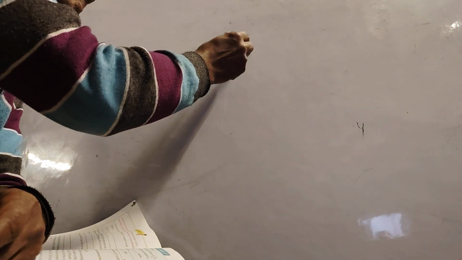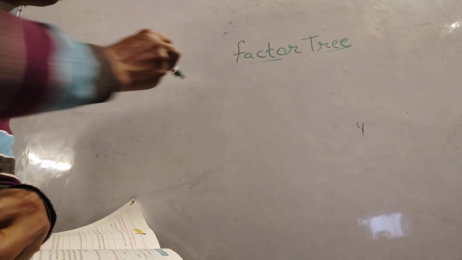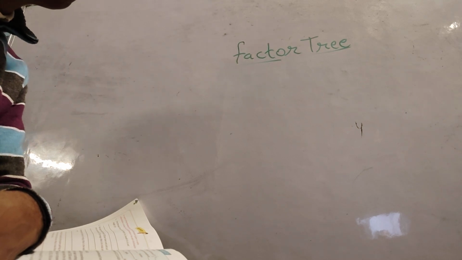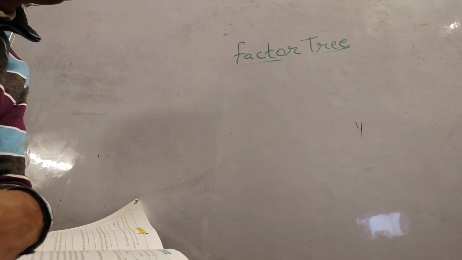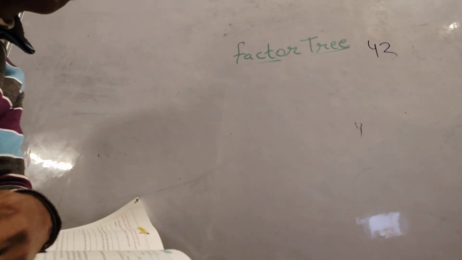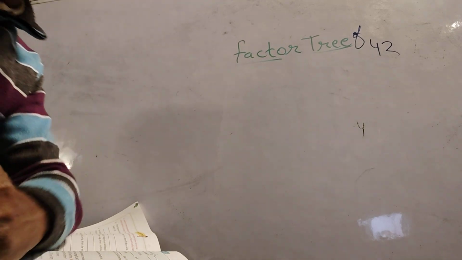Do you know factor tree? Factor tree, like a plant tree. Given a number, suppose 42. Factor tree of 42. Is it basically what comes in the timetable?